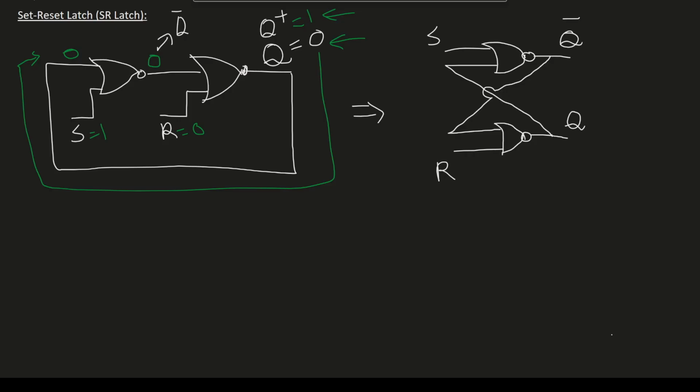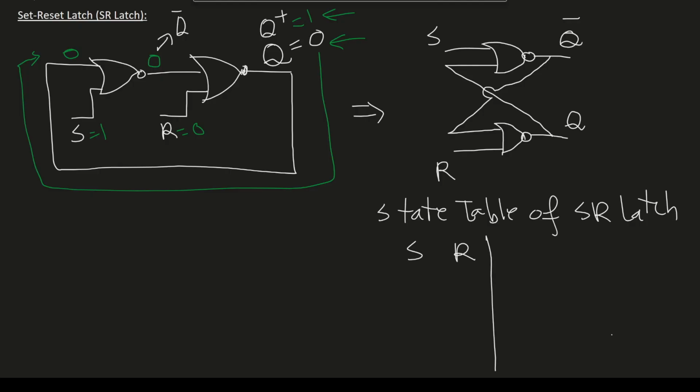Now let's draw what we call the state table. The state table shows the behavior of a sequential circuit. It has inputs, current state output, and next state output. So the state table of the SR latch: S and R are the inputs, and the output is the next state Q plus.